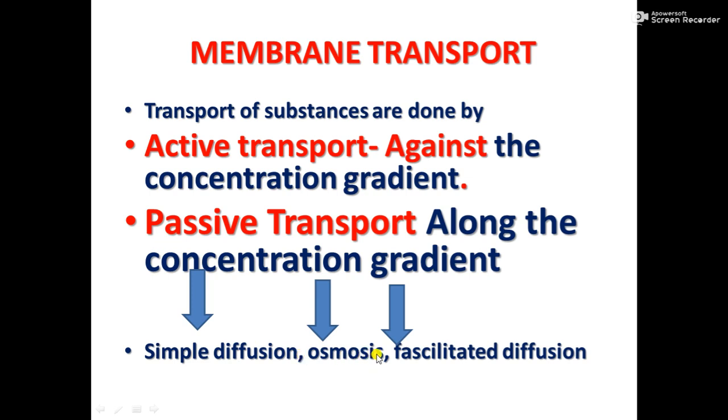Then osmosis. Osmosis is also a diffusion, but a special kind of diffusion; it refers to the movement of water molecules only. So water molecules will move from a hypotonic solution to the inside of the cell through the semi-permeable membrane. That is water from its higher concentration to its lower concentration. If outside the cell water concentration is more, water will move or diffuse into the cell.